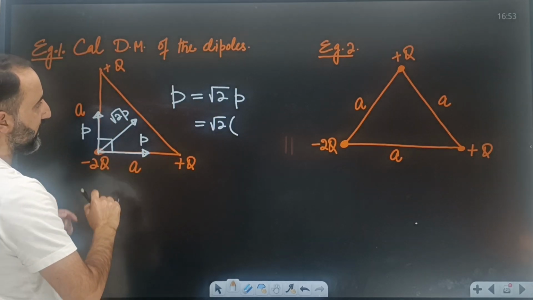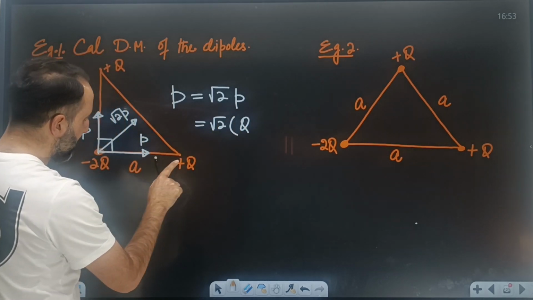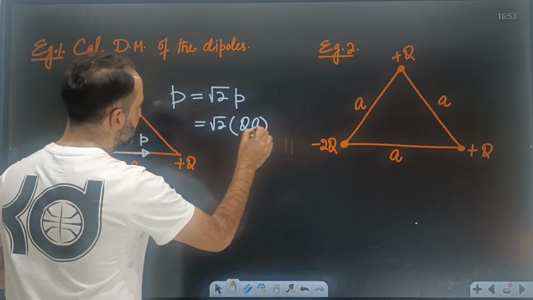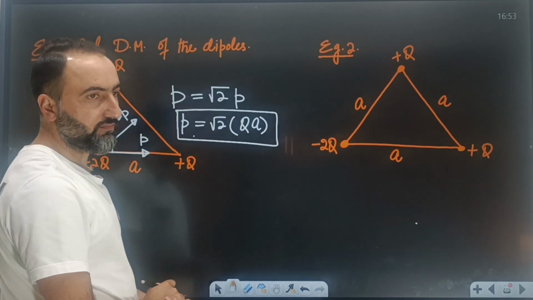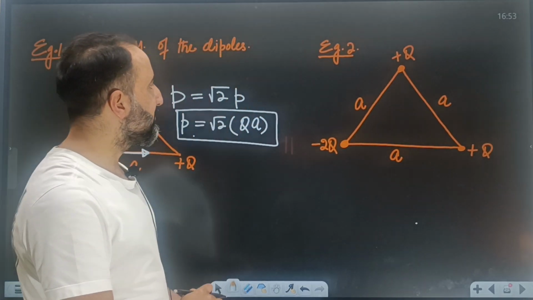What's the dipole moment of one dipole? That is q multiplied by the length of this dipole, that is a. So this is the answer. This is the net dipole moment of this system. Alright, now look at example number 2.